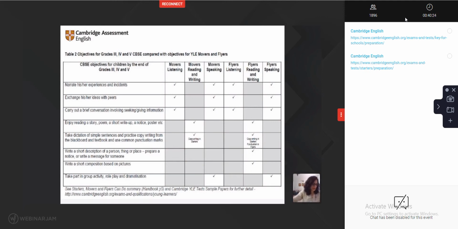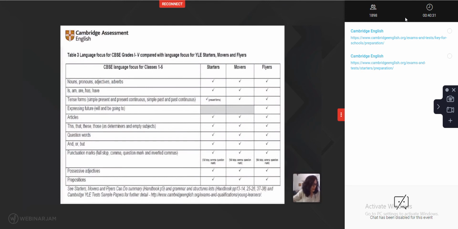So these are the kinds of templates that you can prepare, right? And now I'm going to show you one more template. Now, here, this is a very interesting template, and this template maps the overall language focus from grades 1 to 5 of the CBSE curriculum, and it maps them to the language focus in each level of the Cambridge Wiley exam. So, the language focus in starters, the language focus in movers, and the language focus in flyers.